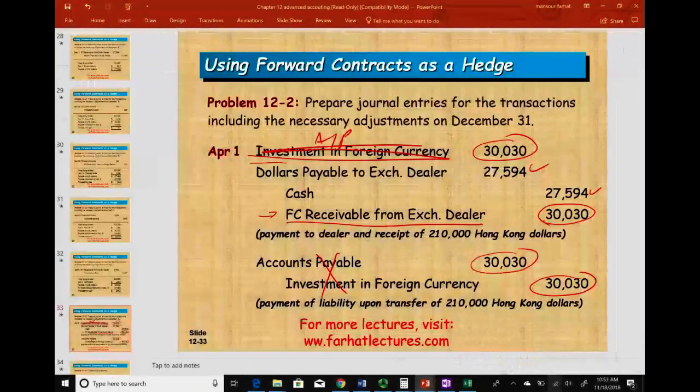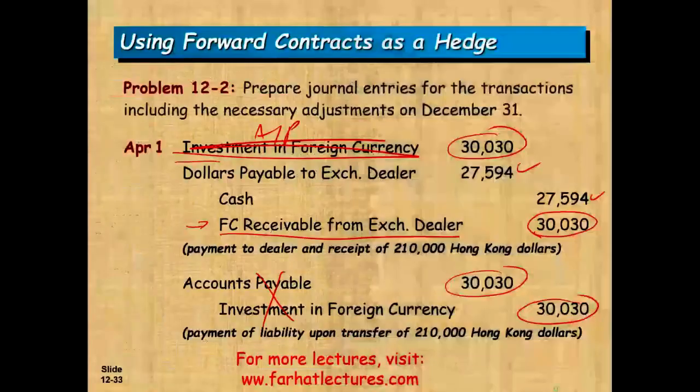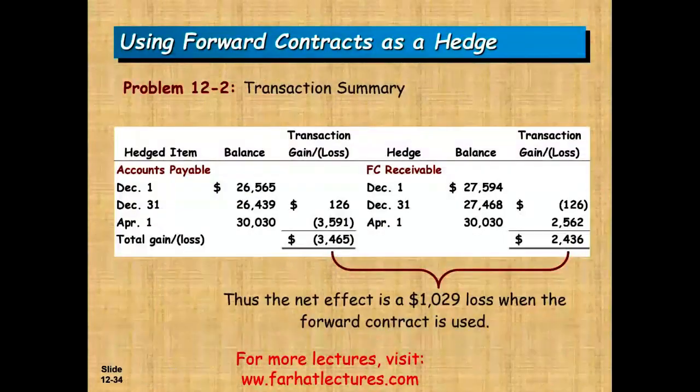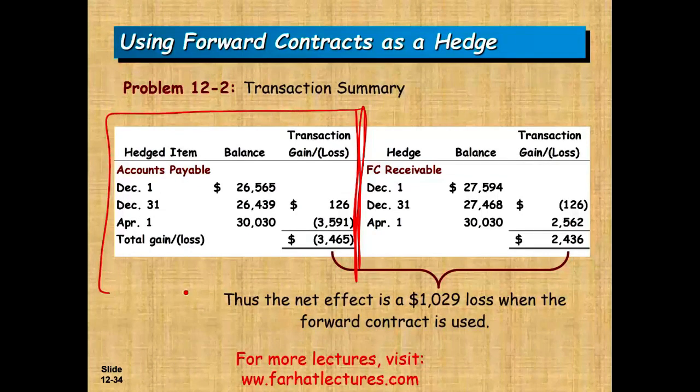So all in all, what happened is this. Let me go back and review this. First, let me show you what happened if I did not hedge this position. So I'll show you the value of the hedging. If I did not hedge this position, my accounts payable started at $26,565. By December 31st, the currency moved into my favor and I had a gain.